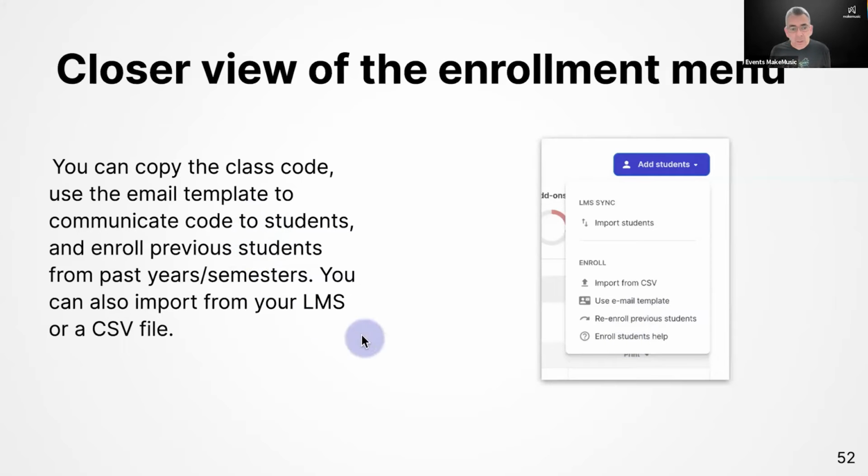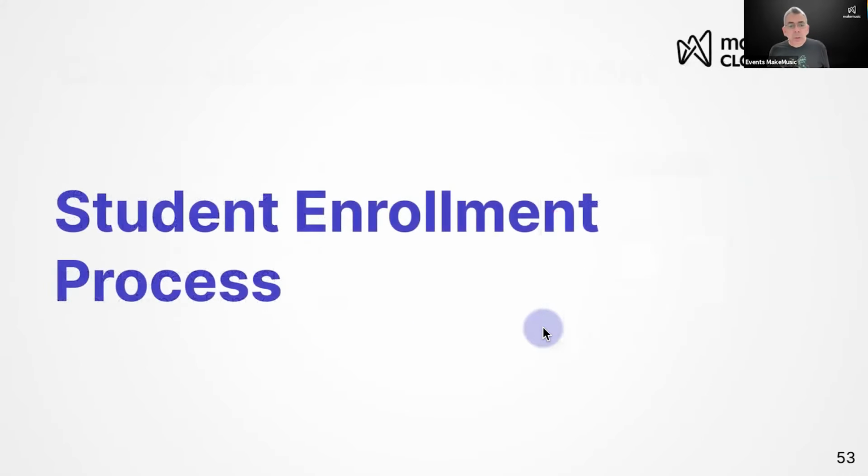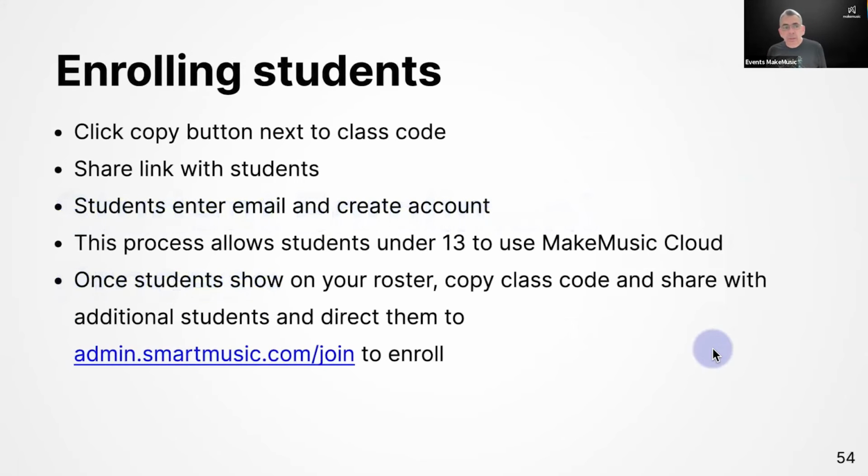So that student enrollment process: click the copy button next to the class code. You can share it with them however you want. Again, project it up on the screen, do it in a lab with a bunch of computers with the students present. Maybe they all have their own devices. You take 10 minutes out of your rehearsal and you enroll a whole class live. They have to enter their email and create the account. And this process works for under 13 because you're providing a unique class code that no one else gets. All right. So it's FERPA and COPPA compliant.